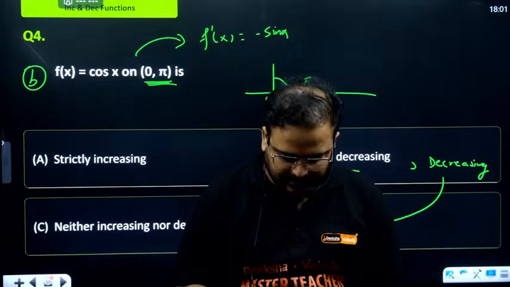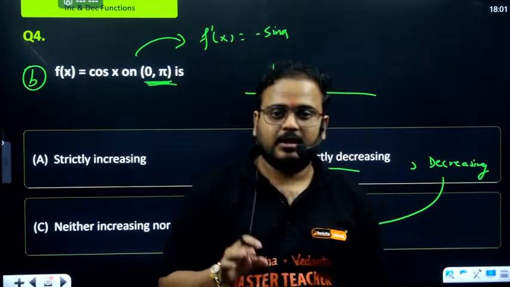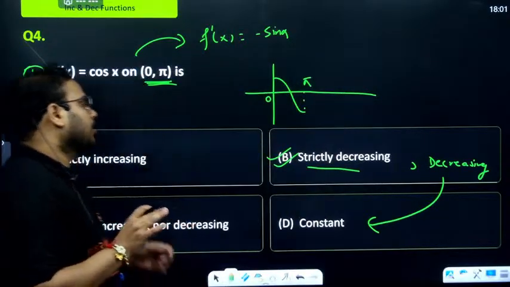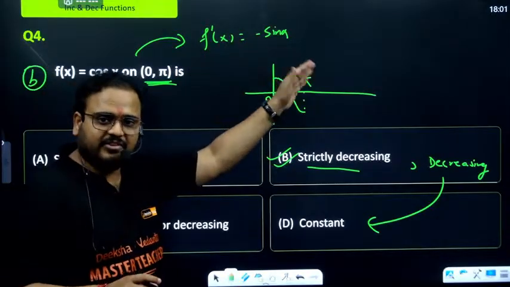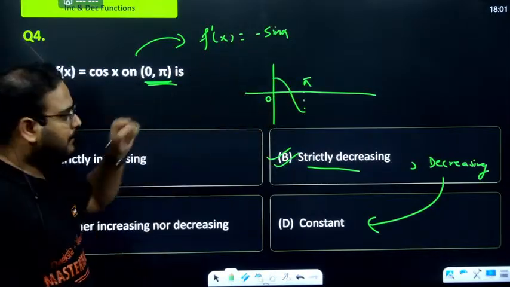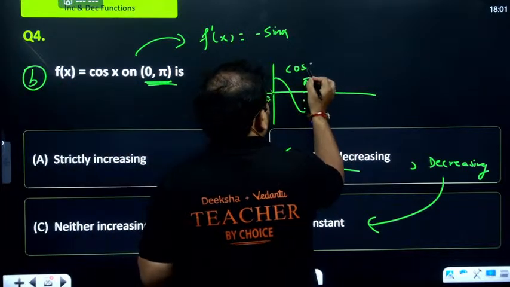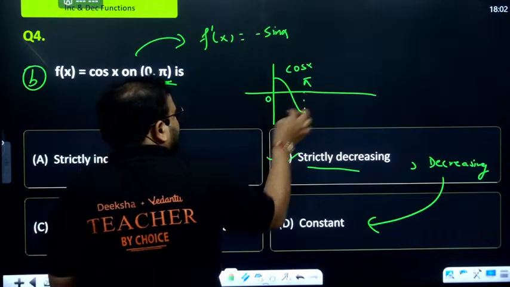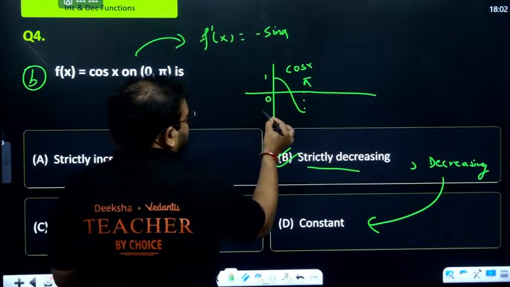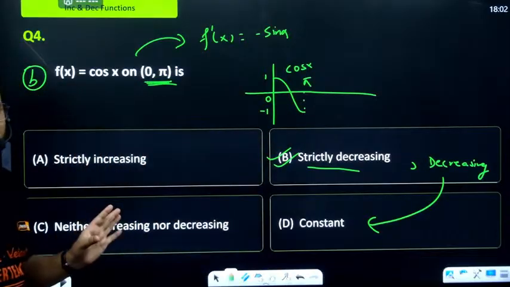Yes, Satvik, I'll repeat. So what did I mention? Usually in this question, we differentiate to find whether the derivative is positive or negative. But look at the graph of cos x. Graph of cos x is reducing only, no? At 0 it is 1, at pi it is minus 1. So the graph of cos x is coming down. It is decreasing for sure.